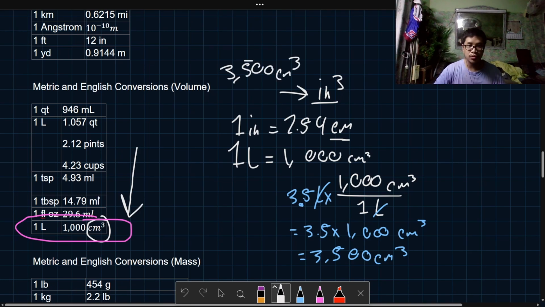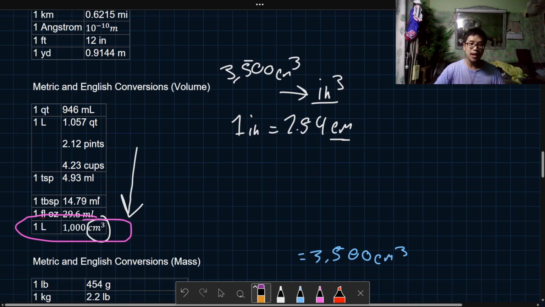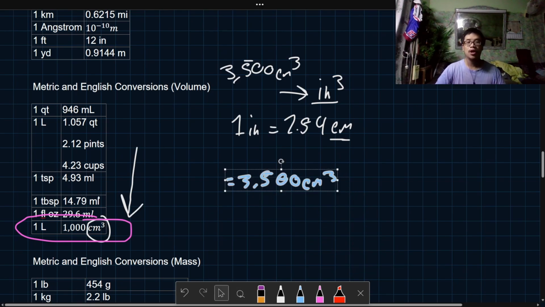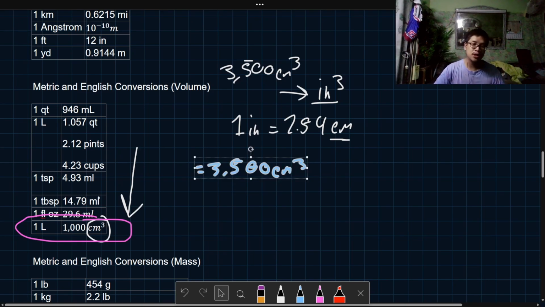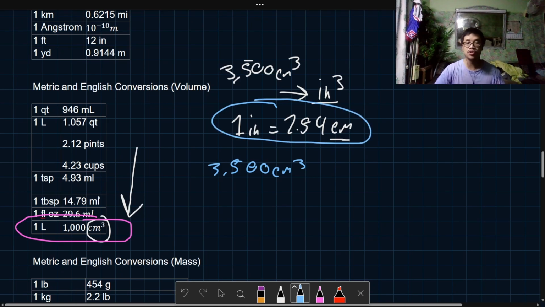So what are we going to do? Now, we finished converting it into cubic centimeters. Now, our goal is to convert it into cubic inches. Remember that 1 inch is equivalent to 2.54 centimeters. So we will use this one.